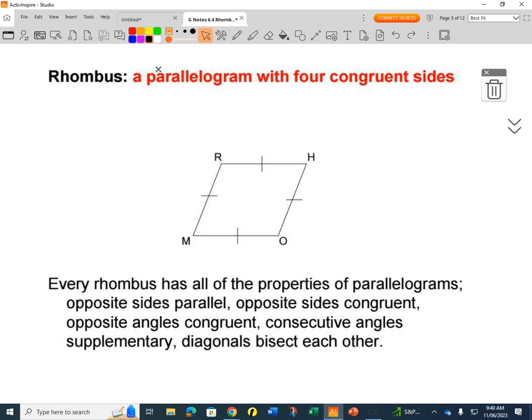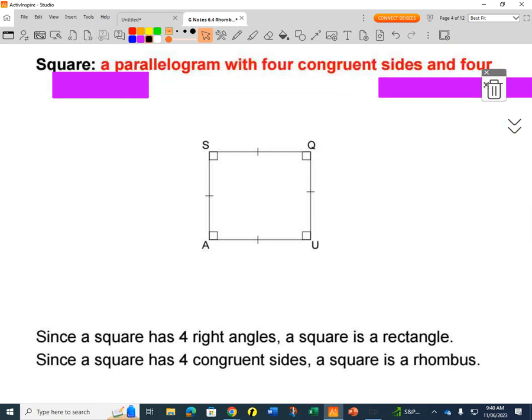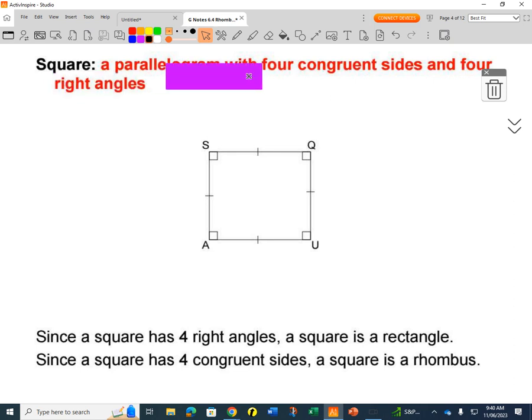And it was rectangle, rhombus, and square. So a square, you'll see marked on the diagram, has all four right angles and all four sides congruent. We knew that. You may not have known that it was a parallelogram, but you knew that it had four congruent sides and four right angles. Now you know it's a parallelogram.